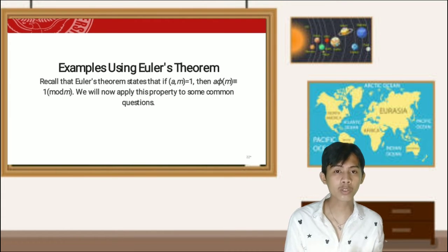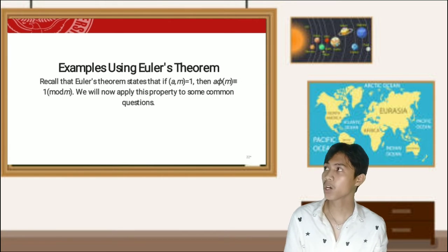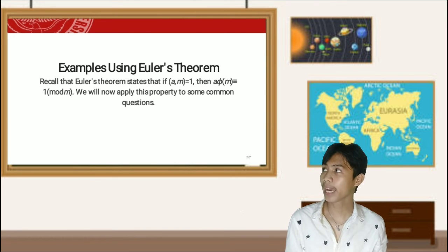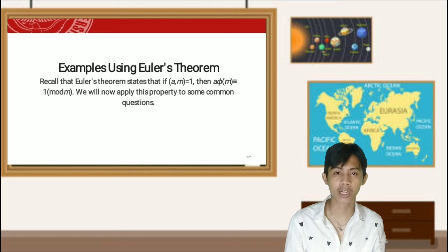Now we are going to have examples of Euler's theorem. So, examples using Euler's theorem. Recall that Euler's theorem states that if gcd(a, m) is equal to 1, then a to the power of φ(m) is congruent to 1 mod m. We will now apply this property to some common questions.